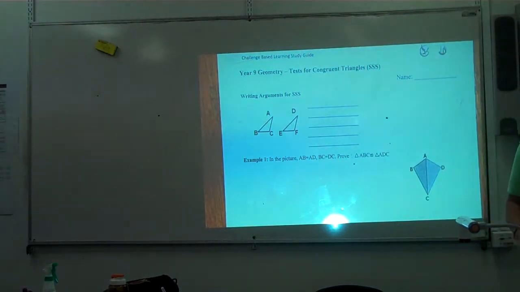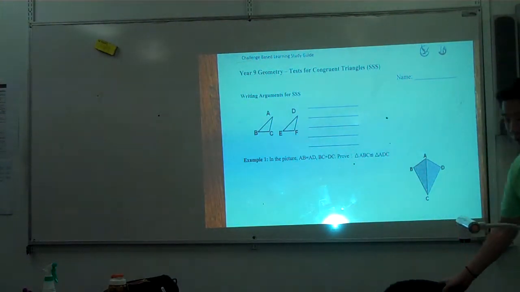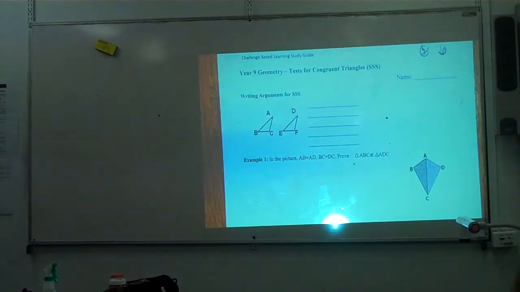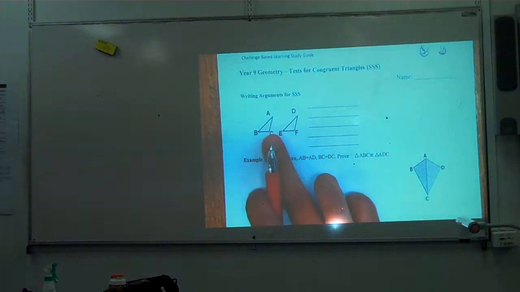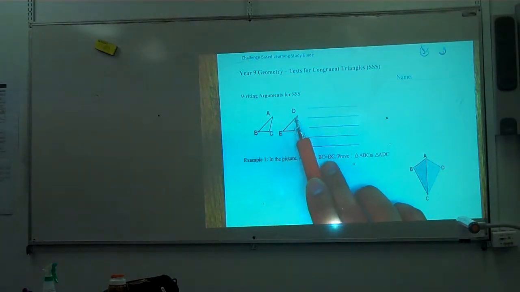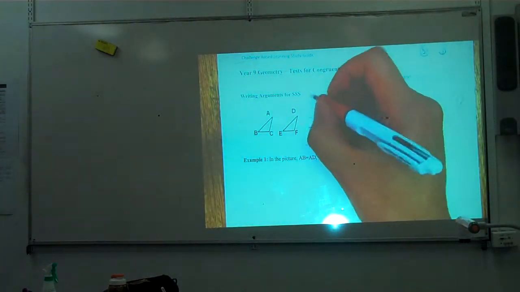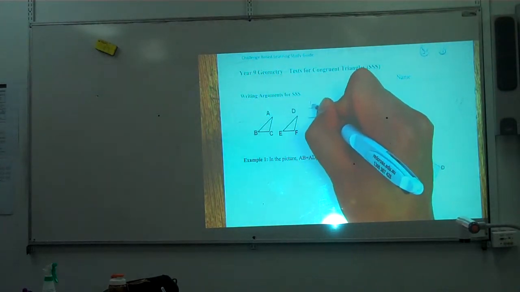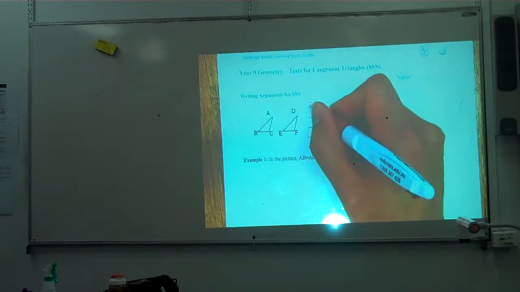So we also introduce the writing. How can we write that? Let's do some revision. Okay? So firstly, you have to identify which two triangles you want to talk about. So I want to talk about these two triangles, triangle ABC and triangle DEF. So I have to tell people I want to talk about these two triangles.